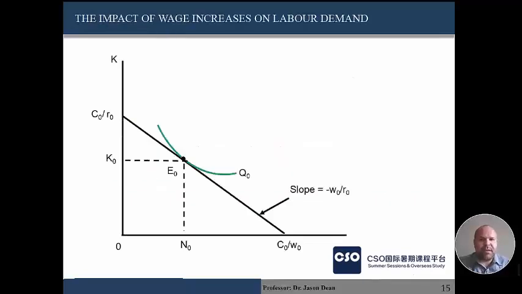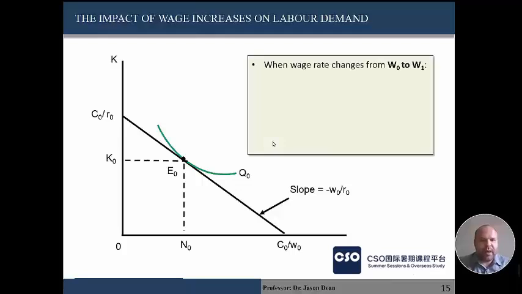Now let's think about what happens for a wage change. In this case, we're going to show what happens if the wage increases. What is the effect of that on labor demand? So we're initially at point E0 here. This is where we are maximizing profit. The firm is maximizing profit.